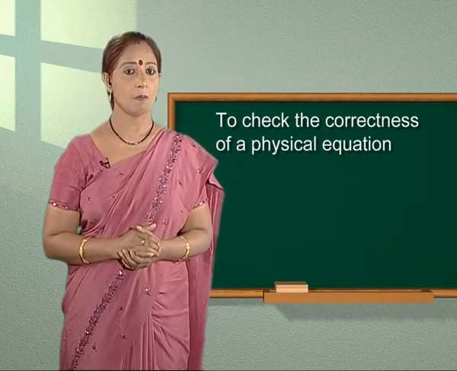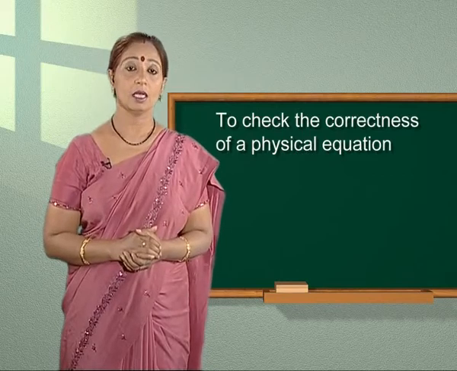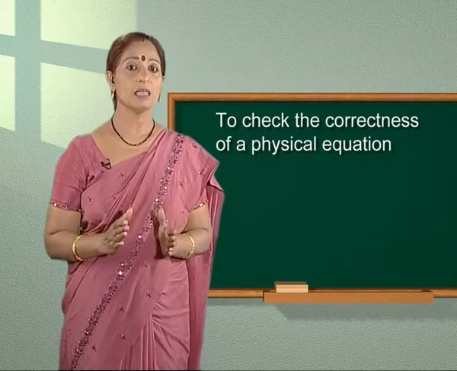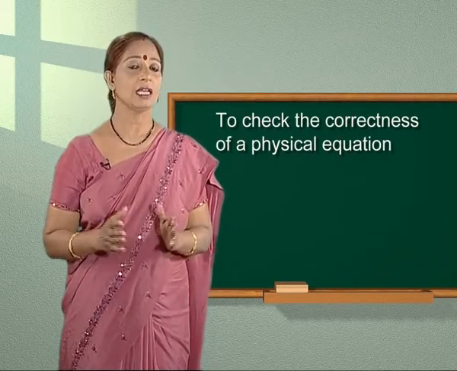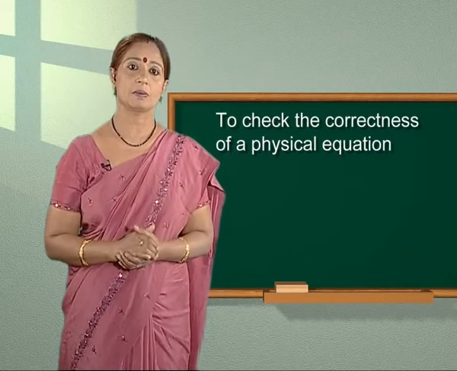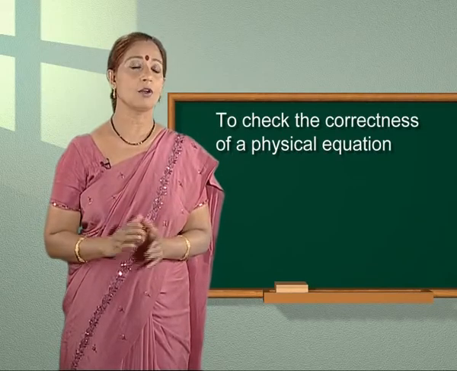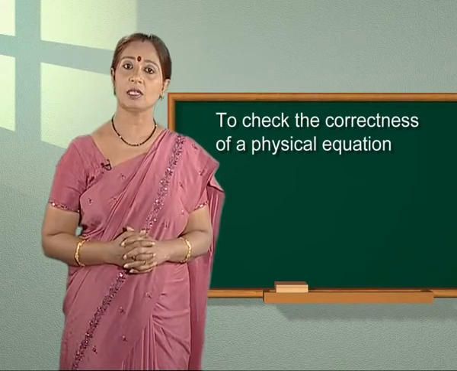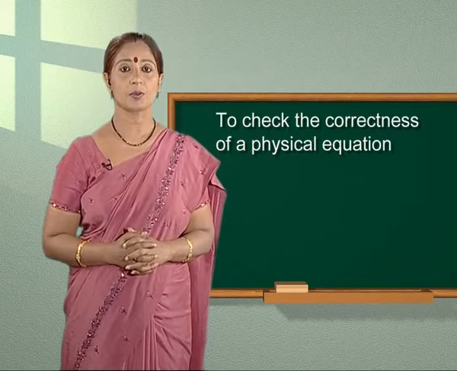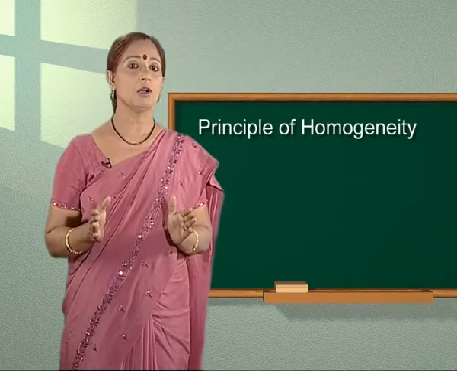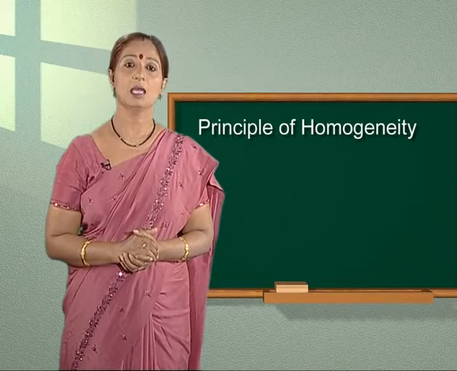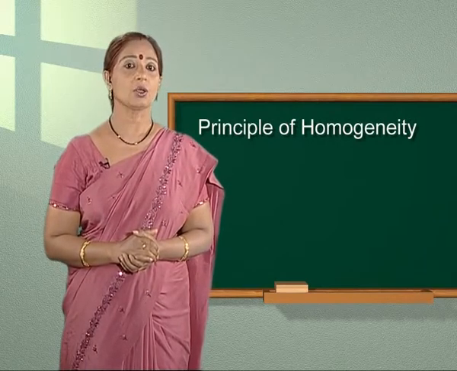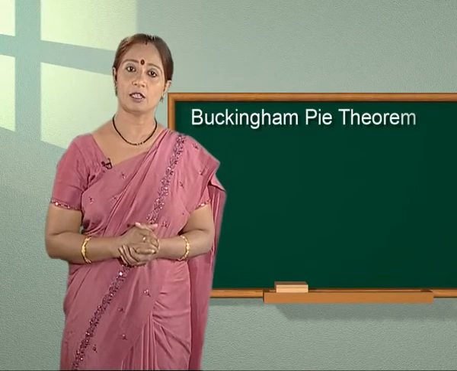For example, mass with velocity. Thus, in any physical equation, each term must necessarily have an identical dimensional formula. This requirement of similar terms is the basic principle of dimensional analysis. This principle is known as principle of homogeneity. A complicated form of homogeneity principle is known as Buckingham Pi theorem.